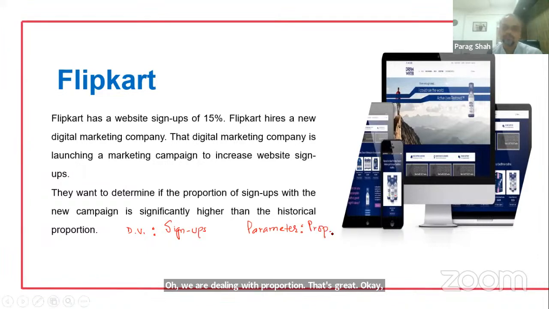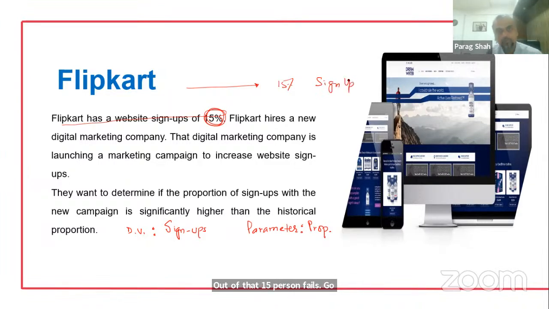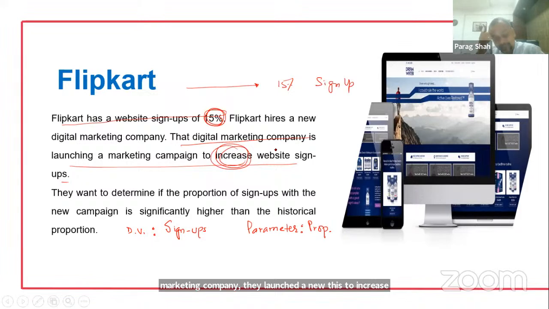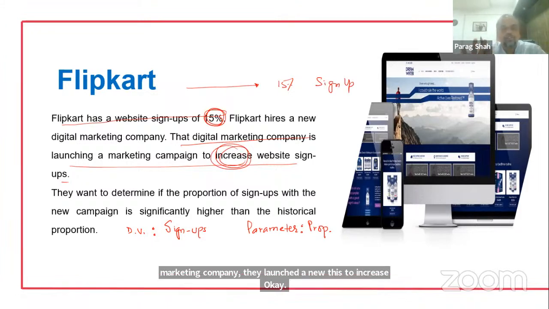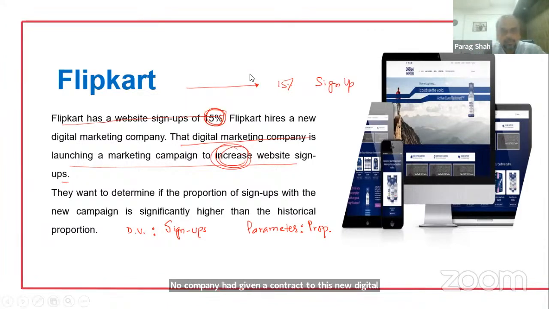What is the question now? Flipkart has a website sign up rate of 15%. Of those who visit Flipkart, 15% go for sign up. Okay, that was the question. Now they started with a digital marketing company. They launched a new campaign to increase the website sign up. The company had given a contract to this new digital marketing company. Wow, Prashant, Tessie, that's great.